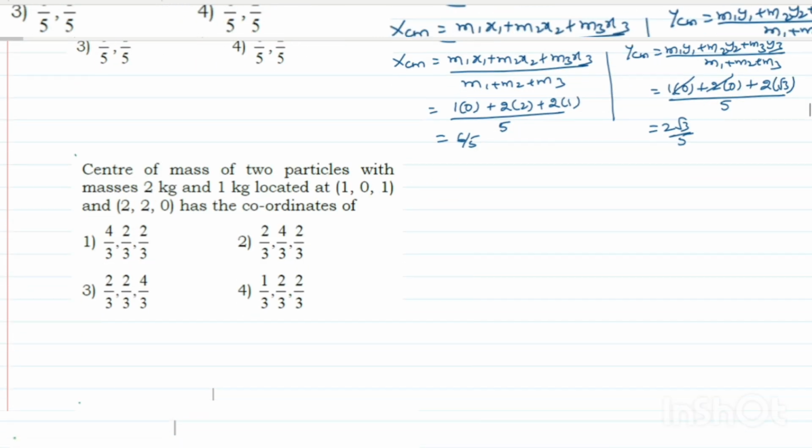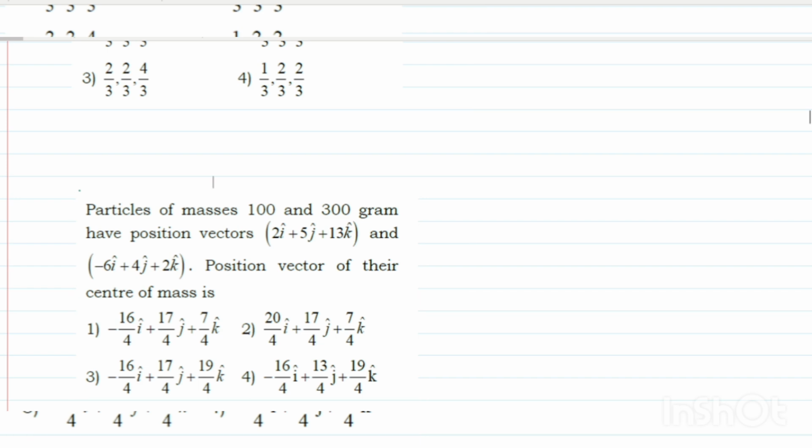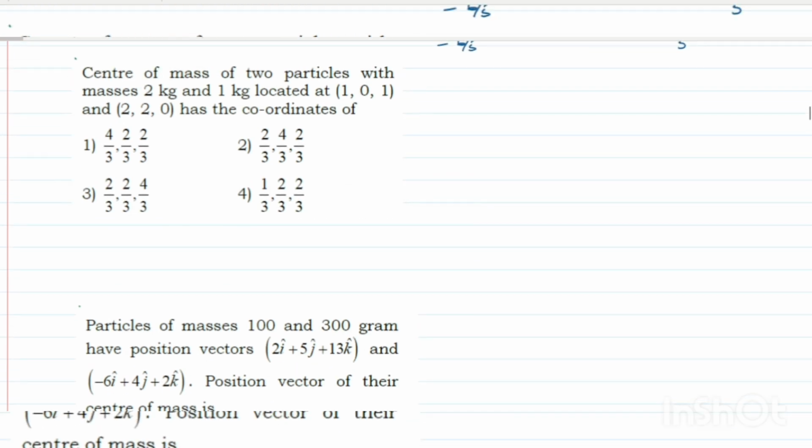Let us see the next question. The next question says: center of mass of two particles with the masses given as 2 kg and 1 kg are located at 1, 0, 1 and 2, 2, 0 as the coordinates given.